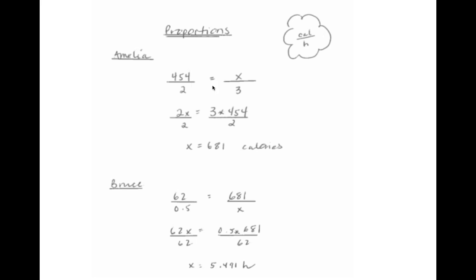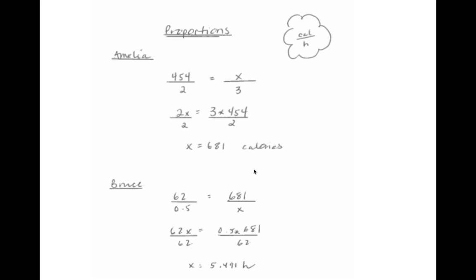Then I'm going to cross multiply. 3 times 454 is equal to 2 times X. Once I have my algebraic equation set up, I know that I need to get X by itself, so I divide by 2 on both sides of the equation. Pick up my calculator, use it, and discover that she will burn 681 calories in those 3 hours that she is walking.